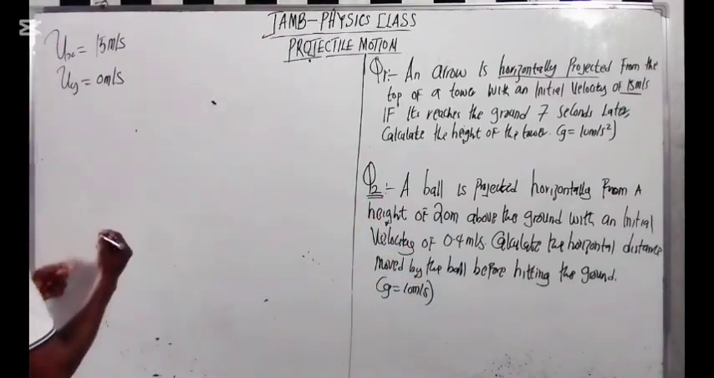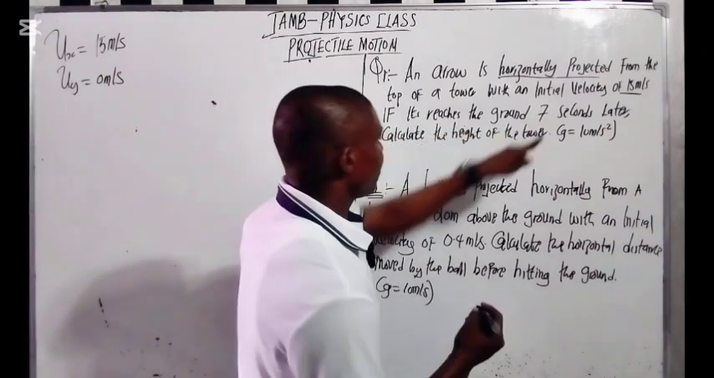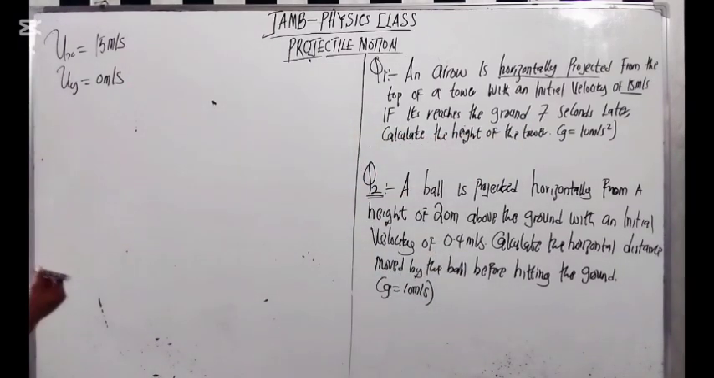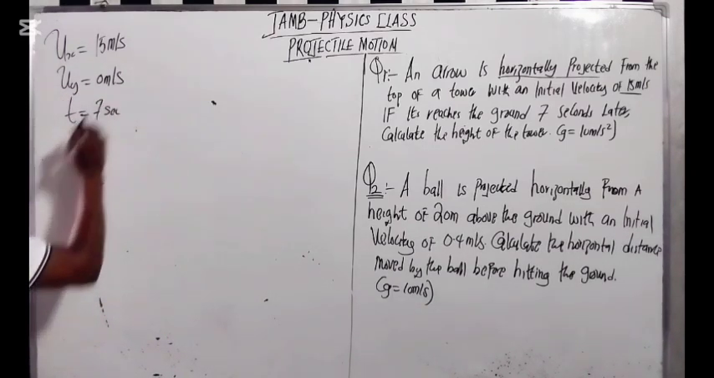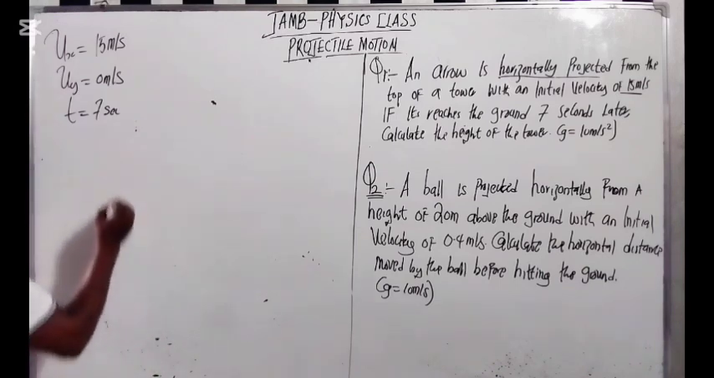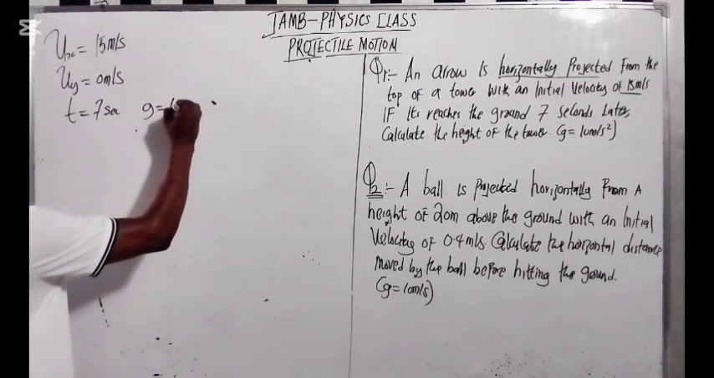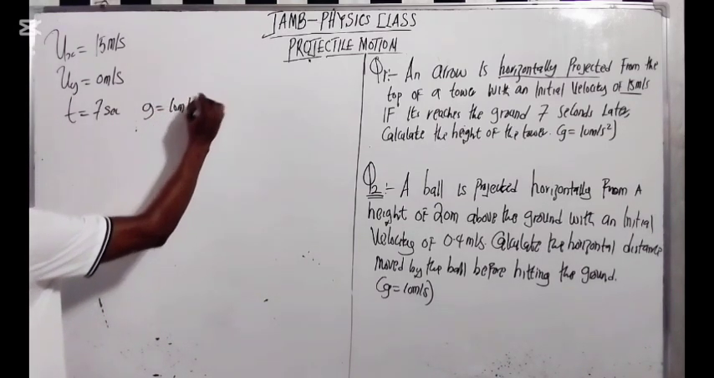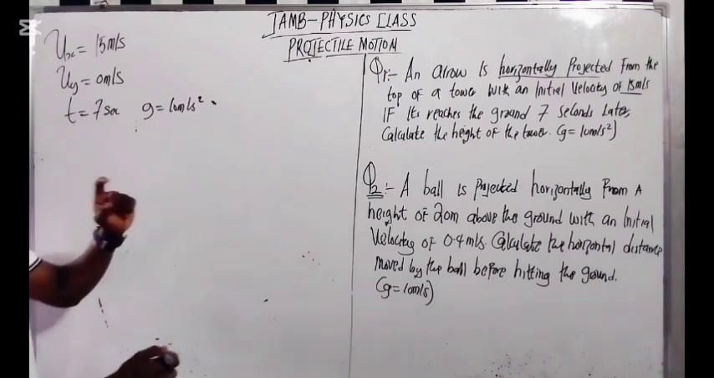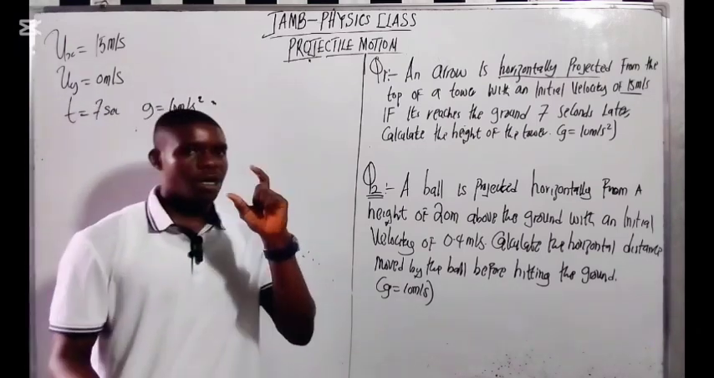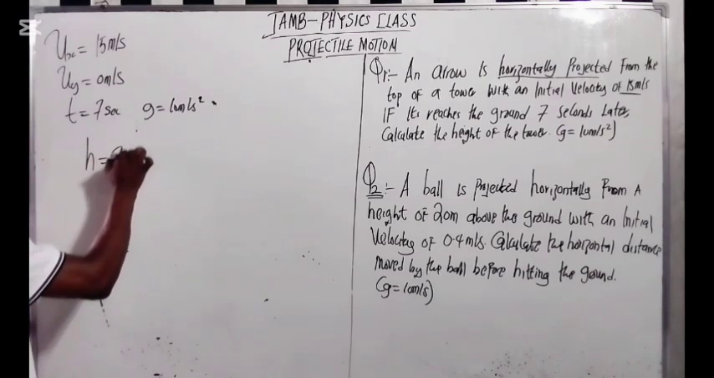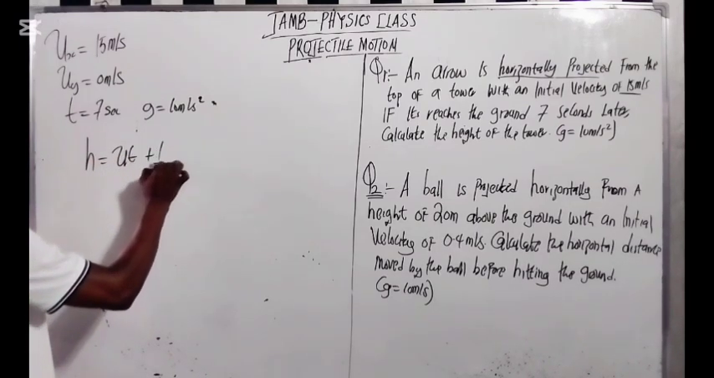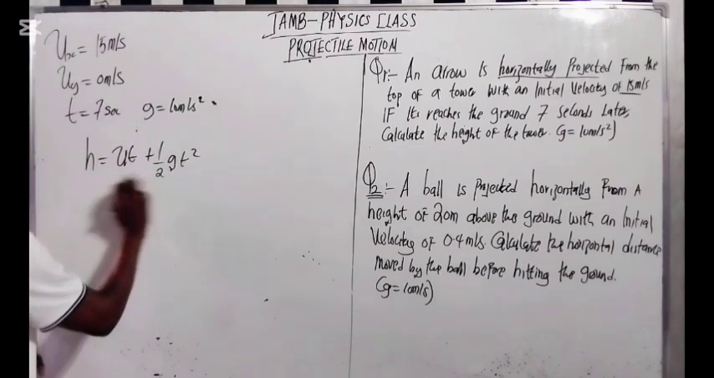So to calculate the height, they say that the time it takes to reach the ground is t equals 7 seconds, right? My g equals 10 meters per second squared. Hope you understand. So if you look at the equation of motion here, you can use this one: h equals ut plus half g t square. Why do we use this one here?